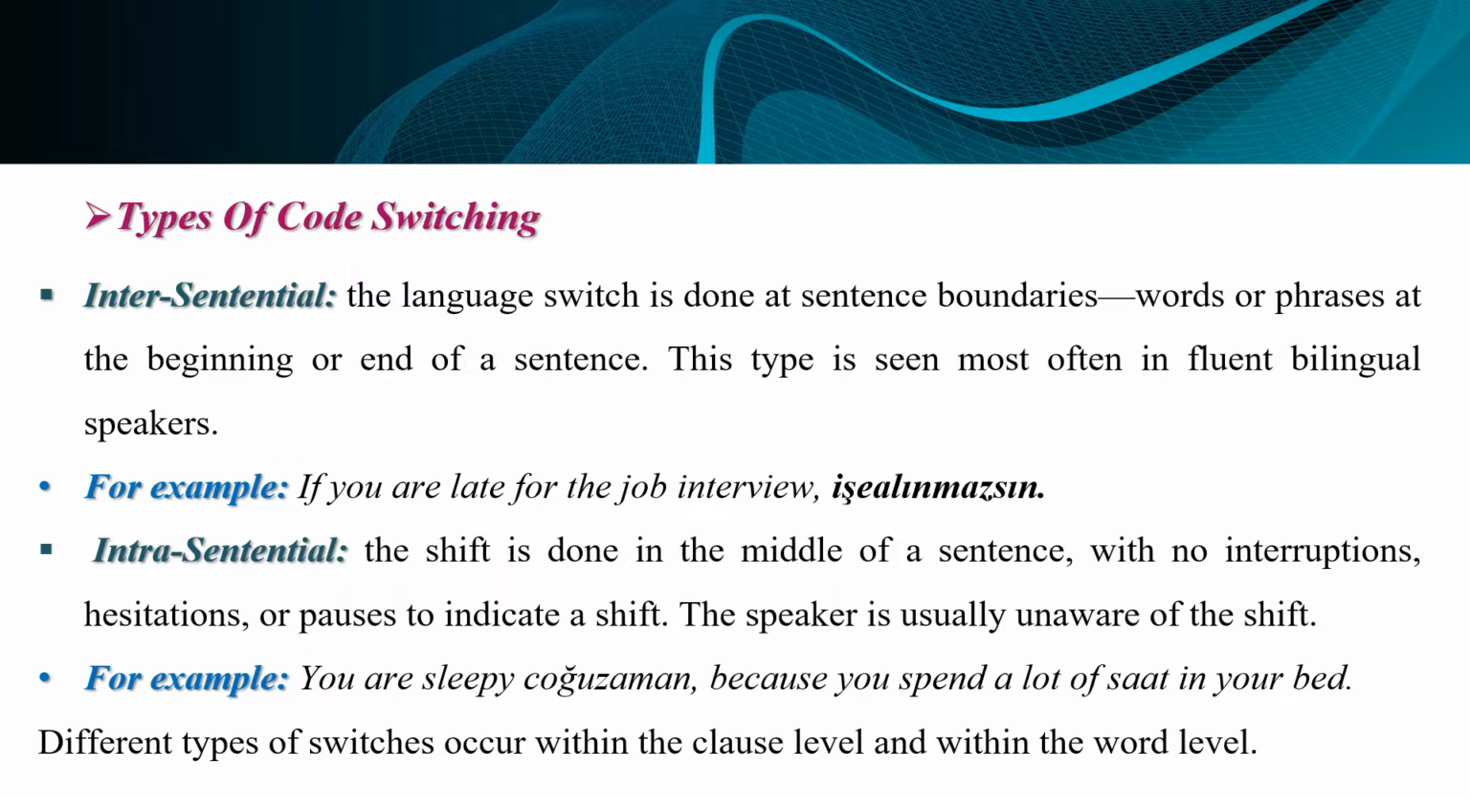Now we identify the types of code switching. First, we have intersentential. The language switch is done at sentence boundaries, words or phrases at the beginning or end of a sentence. This type is seen most often in fluent bilingual speakers. Second, we have intrasentential. The shift is done in the middle of a sentence with no interruptions, hesitations, or pauses to indicate a shift. The speaker is usually unaware of the shift. Different types of switches occur within the clause level and within the word level.